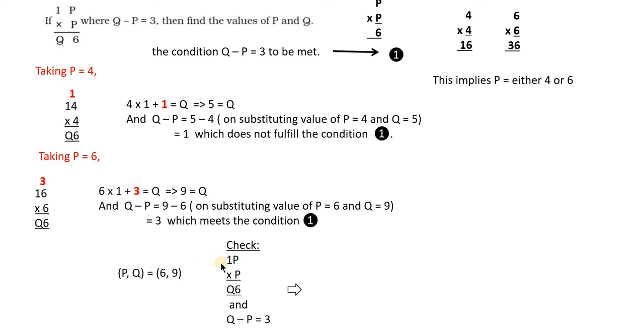We can also do a check. The same problem, 1p into p equal to q6, and q minus p. We substitute p equal to 6 and q equal to 9. 16 times 6 is 96, satisfied, and 9 minus 6 equals 3. So this way we can solve this problem too.